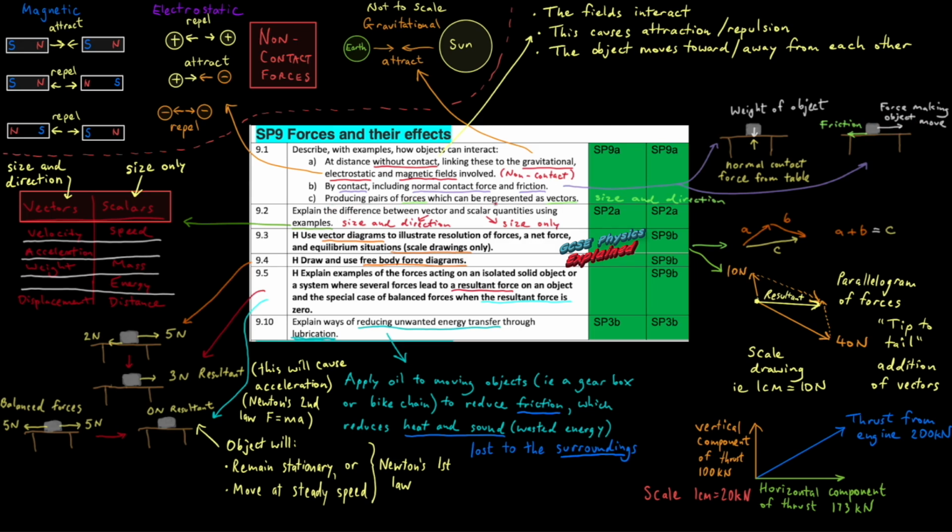Producing pairs of forces which can be represented as vectors. So remember, a vector is something that's got size and direction. So these arrows have got a size and they've got a direction.